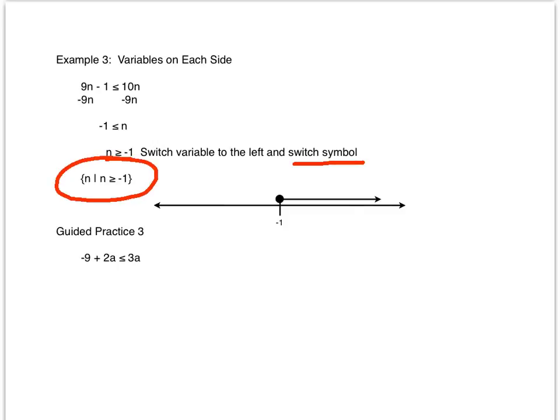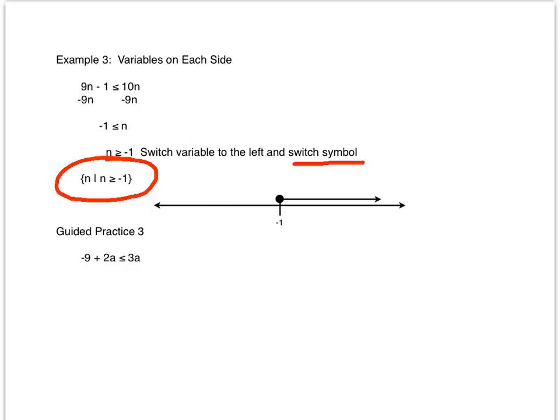Once again, because we have greater than or equal to, we'll have a closed circle on the negative 1, and all numbers greater than or equal to negative 1 are going to be to the right, so our arrow will go to the right. The reason for the closed dot in this situation is that negative 1 would be included in the answer because of the greater than or equal to symbol.